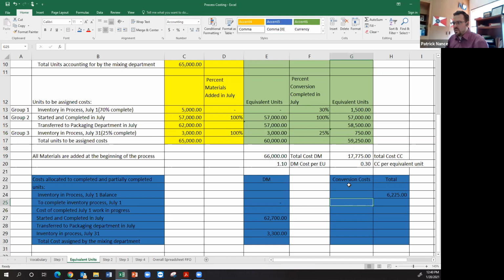Now, conversion costs, similarly, I'm going to take the number of units times the conversion cost per equivalent unit. So to complete inventory in process on July 1st, I'm going to take 1,500 times 0.3, get 450. Started and completed, I'm going to take the started and completed group 2, 57 times 0.3. And then I'm going to take the 750 times 0.3.